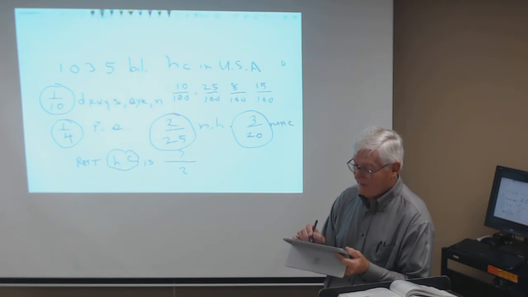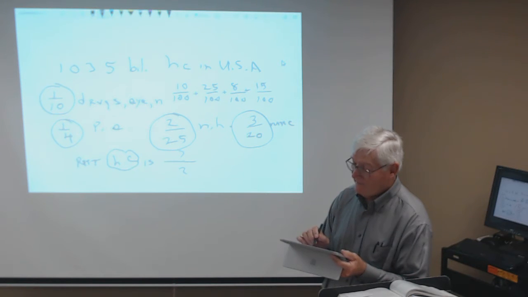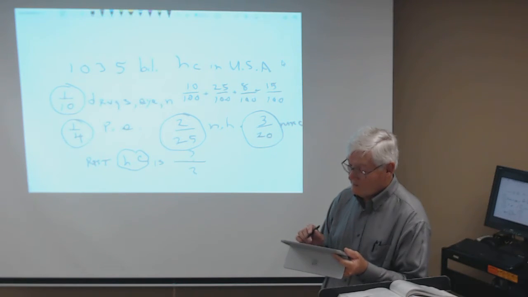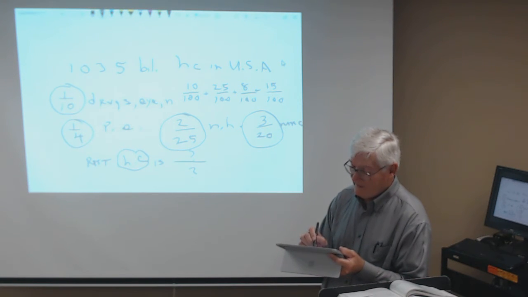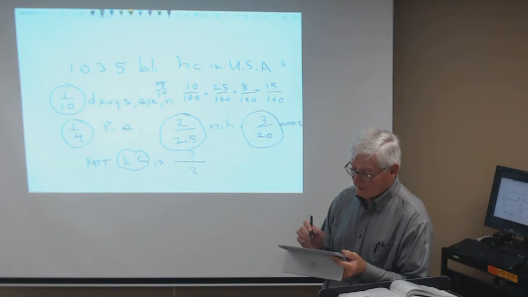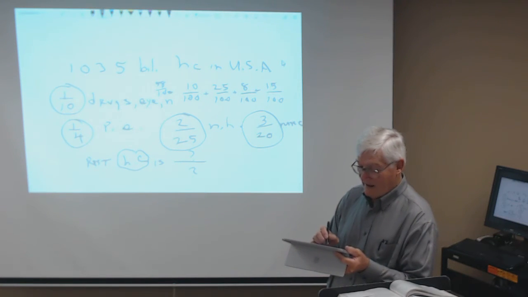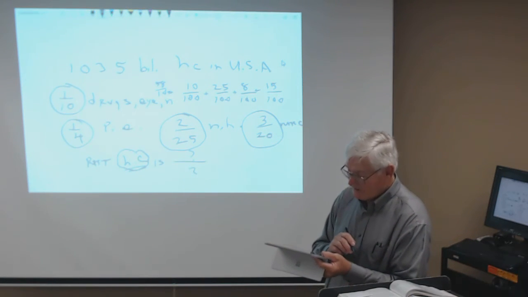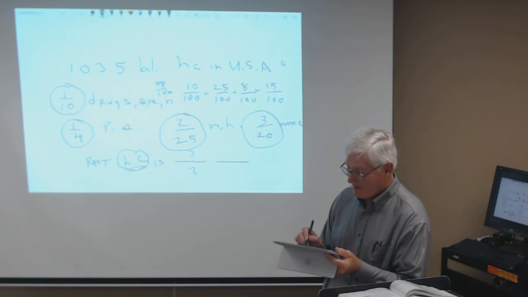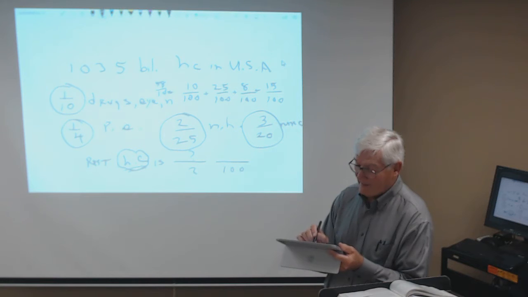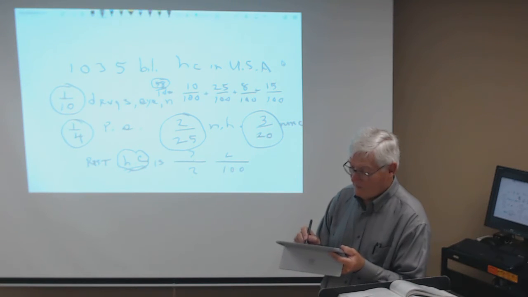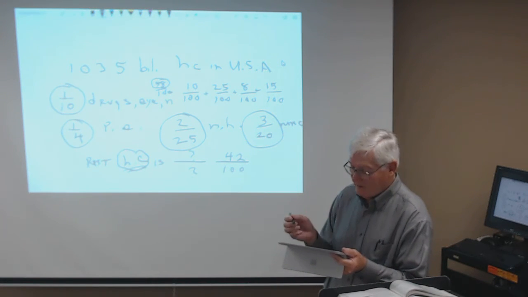So what's 10 plus 25 plus 8 plus 15? 35, 43, 58. 58 over 100. So what's the answer to the question? How much was the last one, hospital cost? How much out of 100? 58 out of 100 is all of this stuff. How much is there left? 42. Agreed? 58 and 42 make all of it.